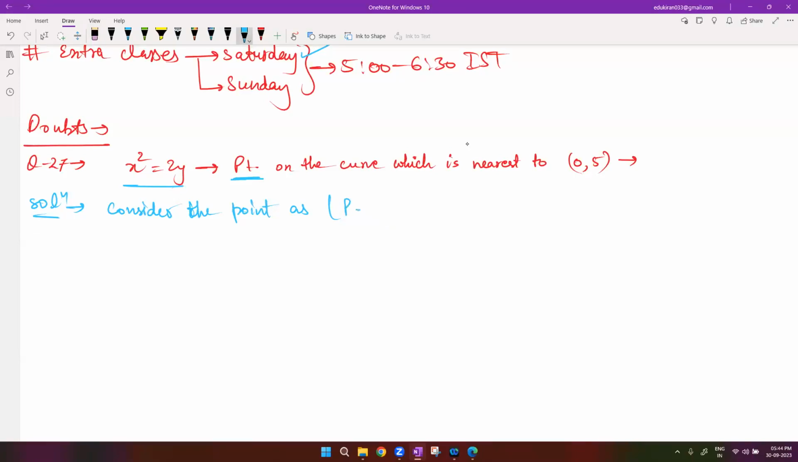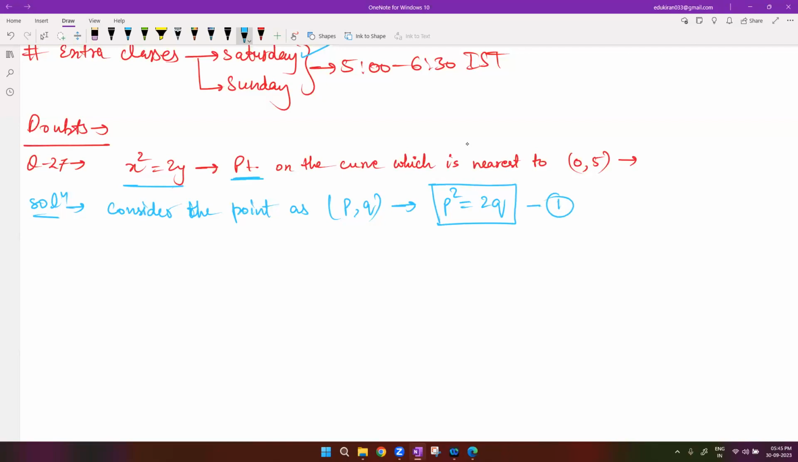Or you can consider the point as p comma q. Let's say the point is p comma q, right? If the point is p comma q and the point lies on this curve, it means that we can replace x with p and y with q. If we do that, we get a relation between p and q: p square equals 2q. This can be further used in our investigation.